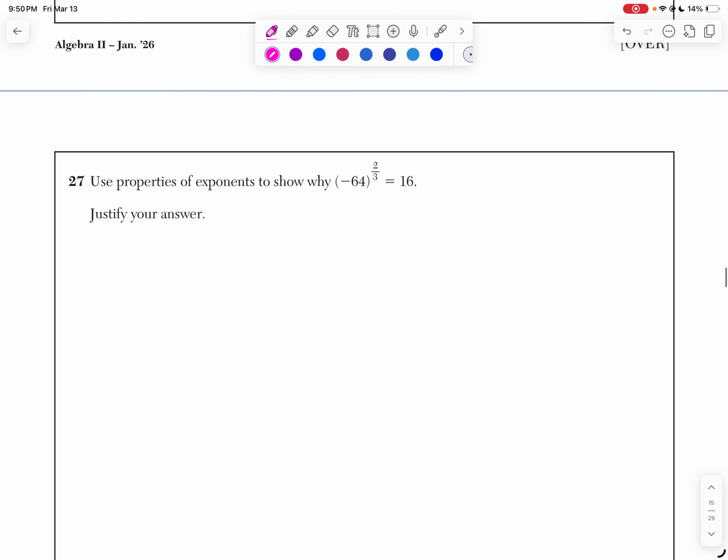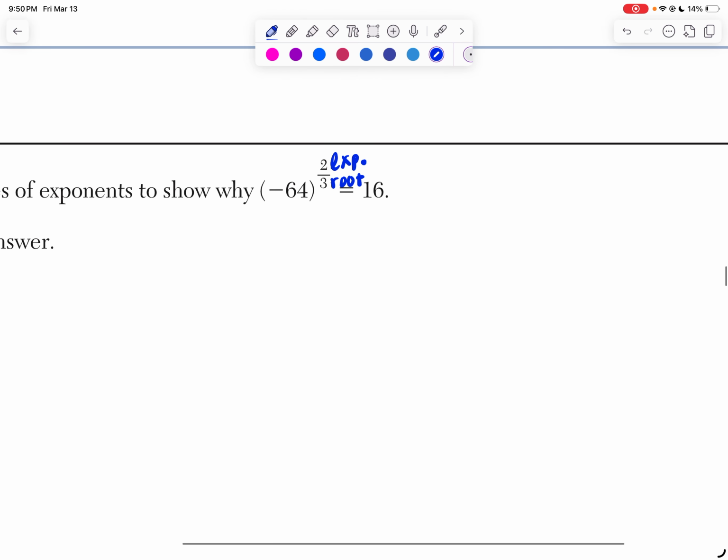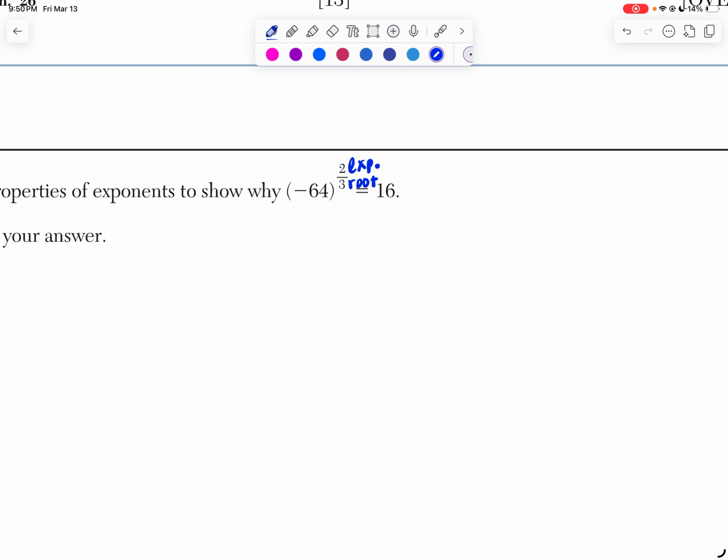Now, if we look at question number 27, it says use the properties of exponents to show why negative 64 to the 2/3 is equal to 16. Well, if you watched an earlier video, you should remember that the number at the top of our fraction is our exponent, and the number at the bottom is our root. So I'm going to rewrite this as the third root of negative 64, squared. Now, instead of squaring negative 64, because that's going to give me a super big number, I'm just going to take the cube root and then square it.